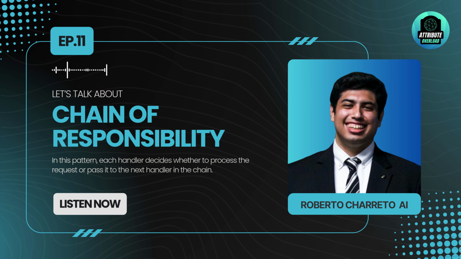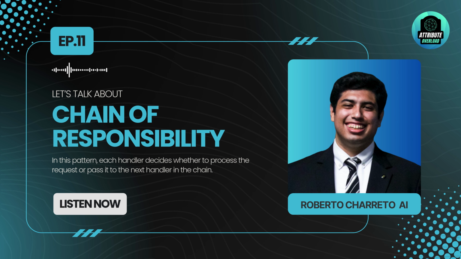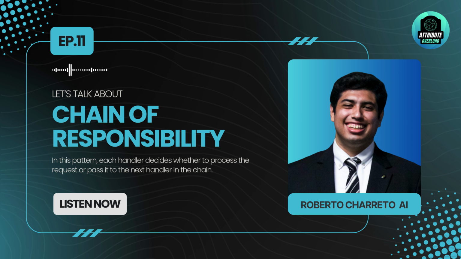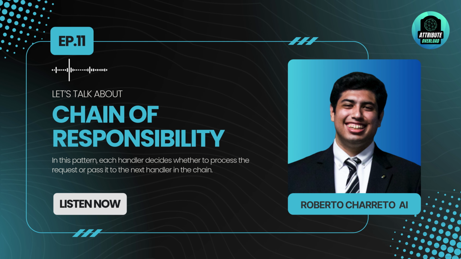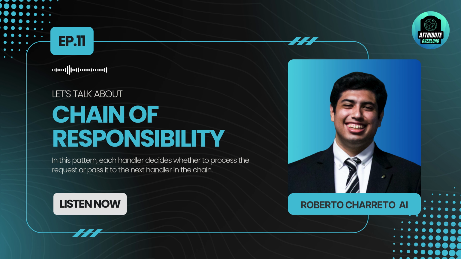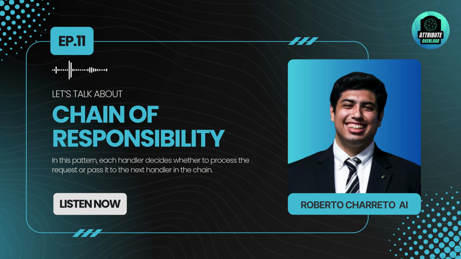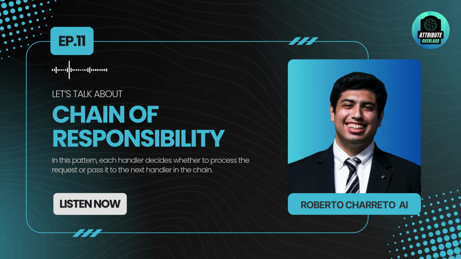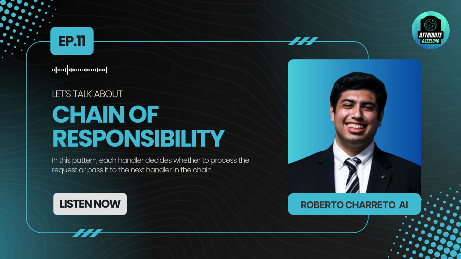But if it needs a higher level of approval, maybe there's budget stuff or whatever, they would then pass it up the chain, maybe to a marketing director or something. So each person in the chain has a certain level of authority. Exactly. And that request is basically climbing the ladder until it gets to the right person.